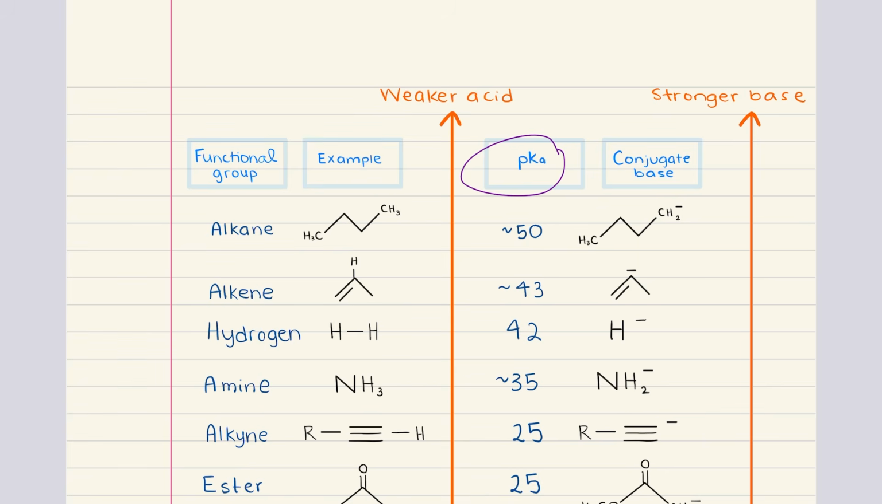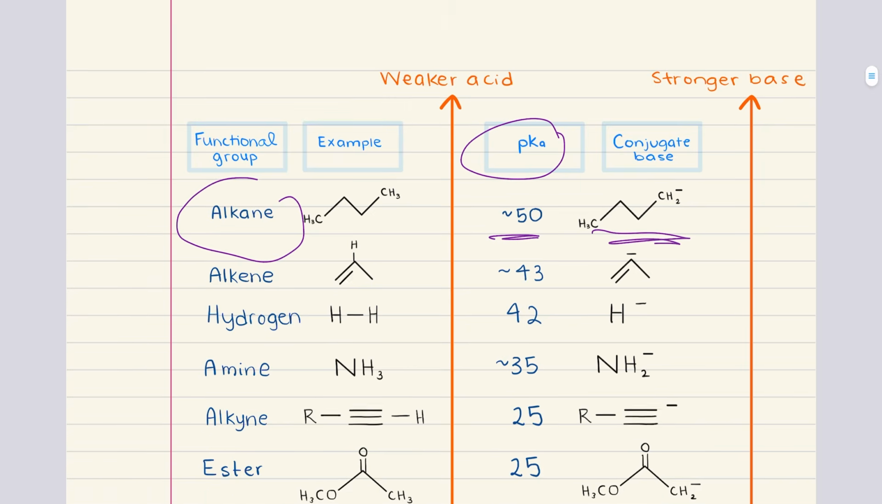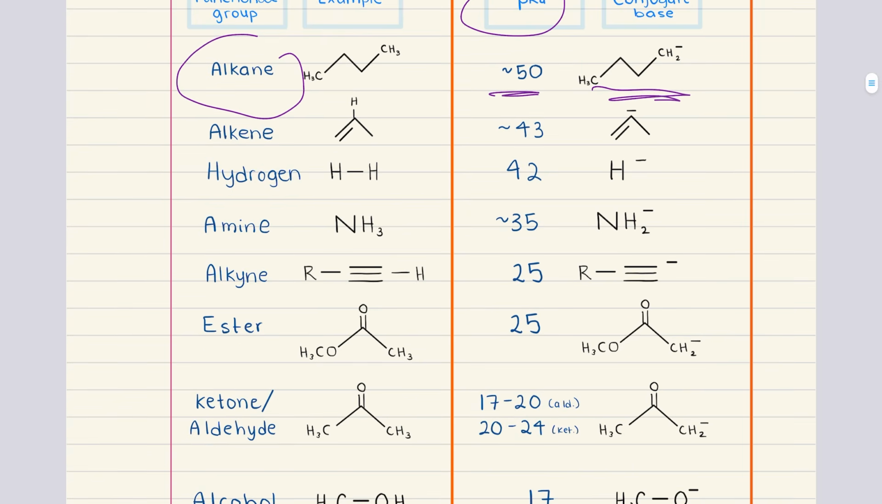Let's start by examining the functional groups with the highest pKa values, which correspond to the weakest acids and the strongest conjugate bases. Alkanes have extremely high pKa of around 50, meaning they are very poor proton donors. Their conjugate bases are highly unstable, so they make for strong bases. Then, moving slightly down the scale, alkenes have a pKa of about 43, meaning they're still weak acids, but slightly more acidic than alkanes.